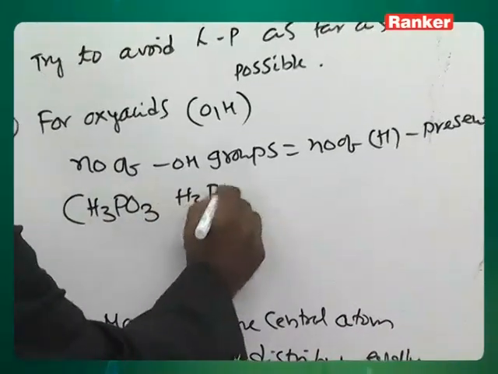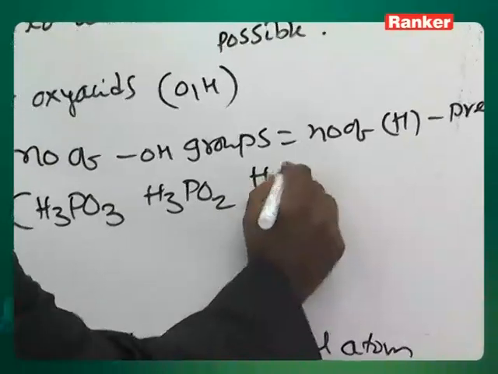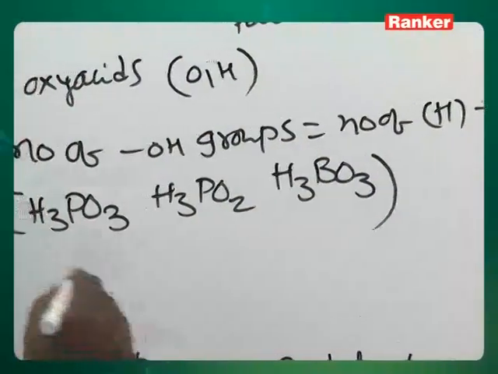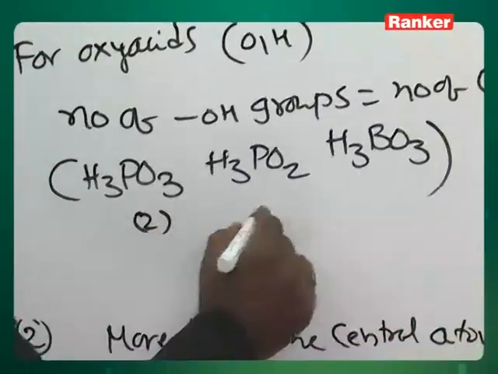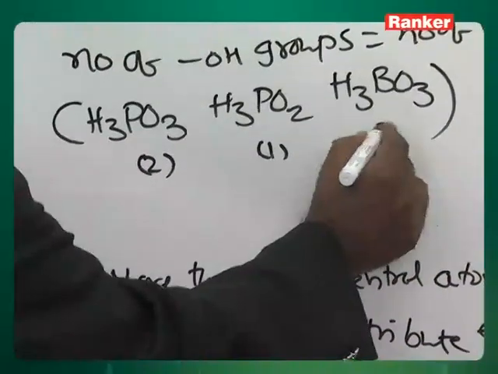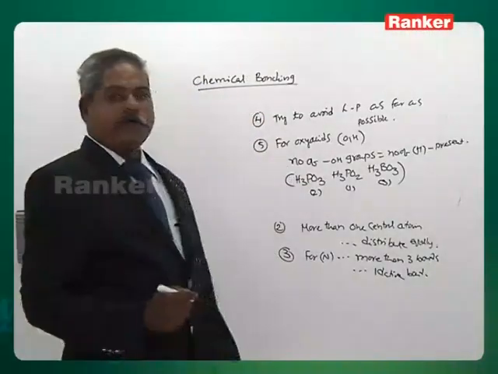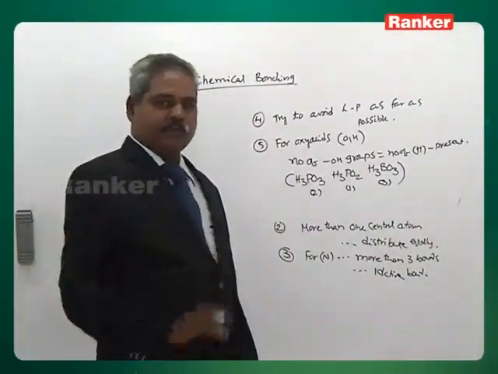H3PO3, H3PO2 and H3BO3. Of course, in H3BO3, there are 3 OH groups. You have 2 OH groups only here, 1 only here. 3 hydrogens are there, 3 OHs are there, but that is an exception for some other reason.